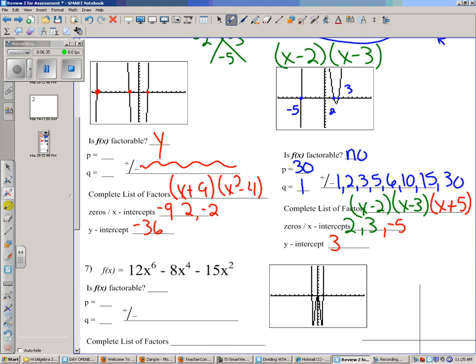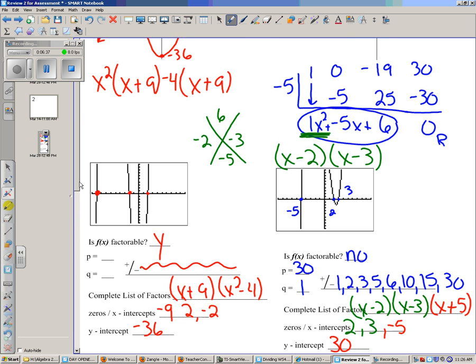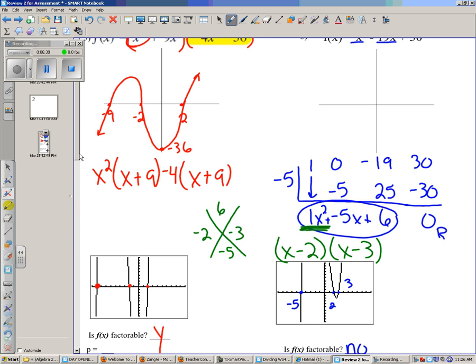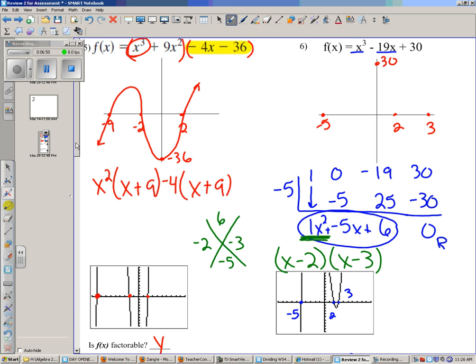Y-intercept is 30, and now I'm going to graph it. So y-intercept 30, on the negative side, I have -5. Don't forget to label your points. This one, because of the odd power, it's going to be a line up on the right, down on the left. Now here goes your u. Or I'm sorry, your line. I keep mixing that up.